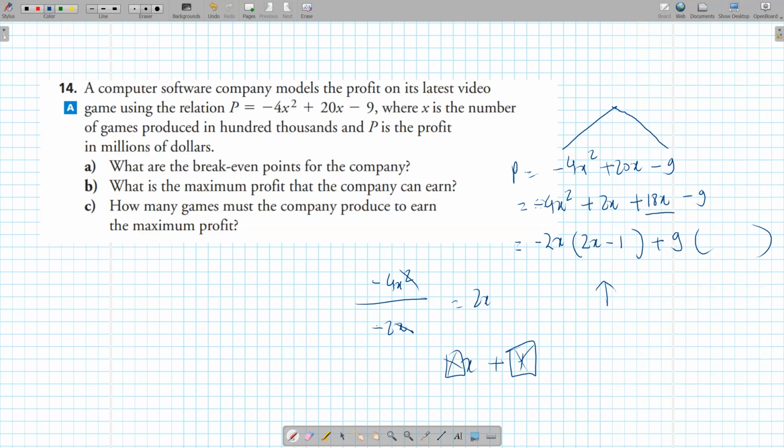We're pulling a 9 out of these 2, okay? 9 times 2x is 18x, and 9 times -1 is -1. Basically, if you have this bracket, you automatically have this bracket, but they will always be the same. Cool?